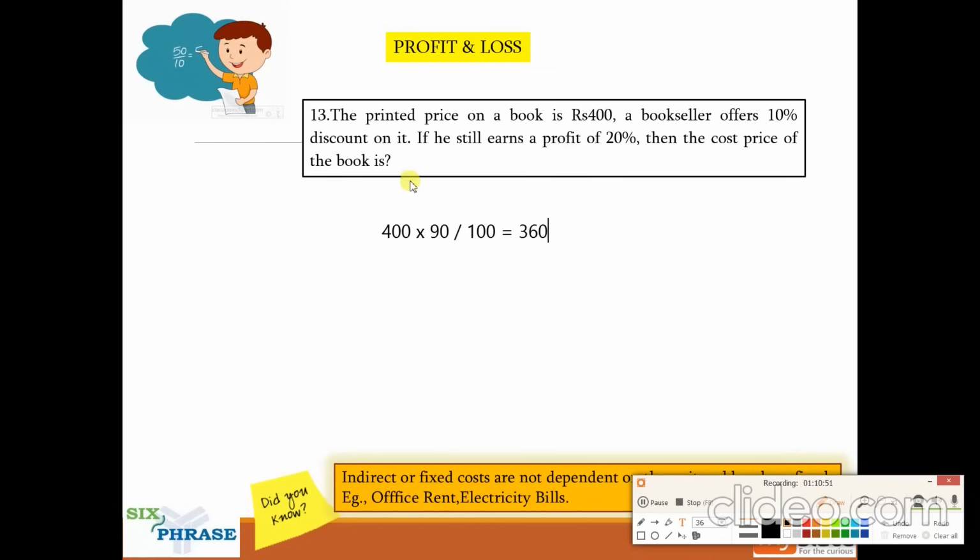Okay. Now if he still earns a profit of 20%, so by selling it at 360, he still earns a profit of 20%. So what does it mean? It means the cost price when increased by 20 percent gives you 360. So your cost price is nothing but 300.